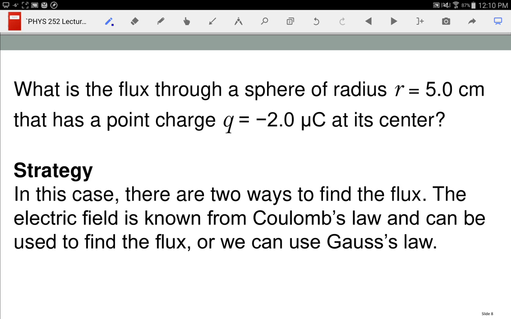That the flux is equal to the enclosed charge over the permittivity of free space, epsilon 0. So it says the flux, what I'm looking for, is just equal to the charge enclosed divided by epsilon 0.